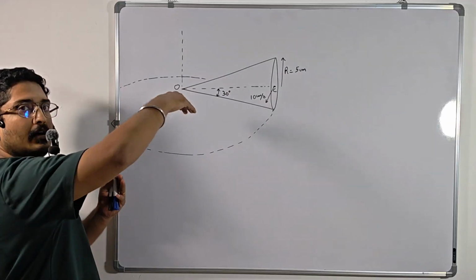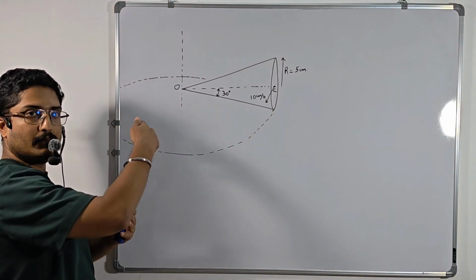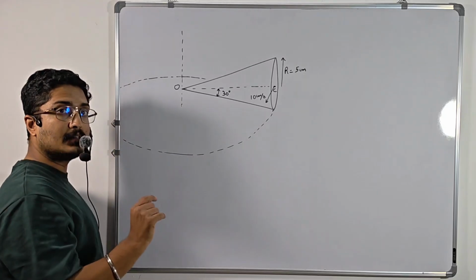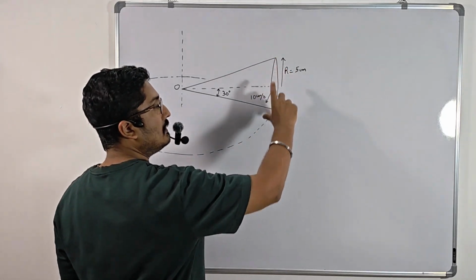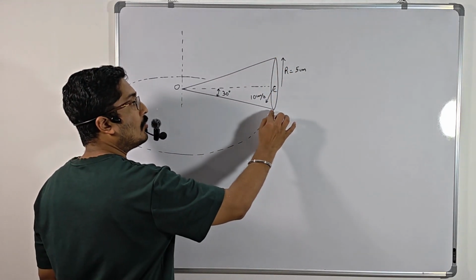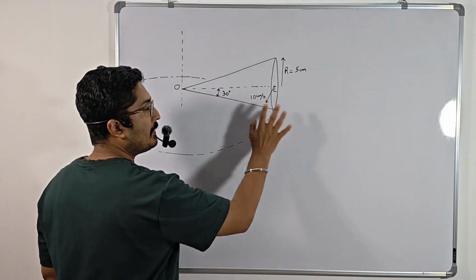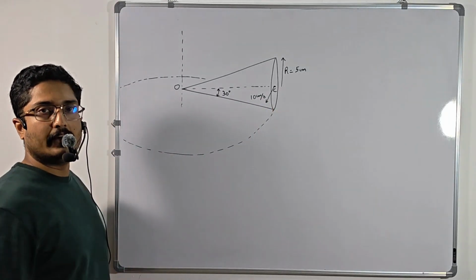This cone is actually undergoing a revolution. The cone is revolving around this vertical axis. And how is it revolving? The cone's base is actually rolling here. Okay, it's rolling, pure rolling. That means there is no slipping happening at this point. That is a condition here.